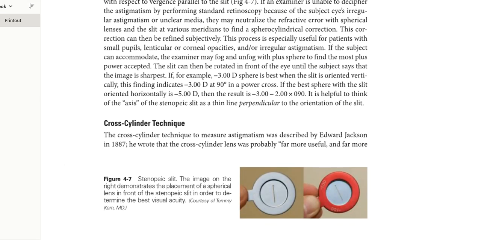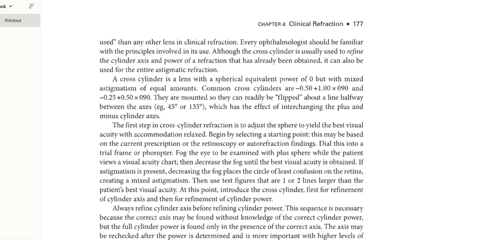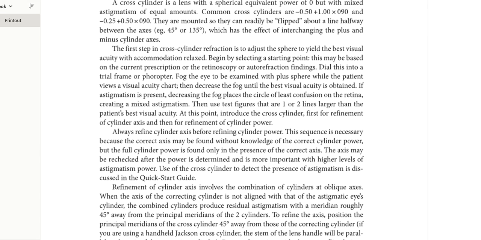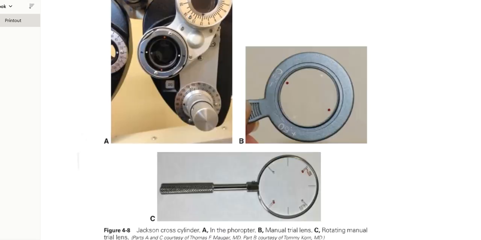Cross cylinder technique is a subjective method technique. As I have already told you, retinoscopy is an objective method. Read the whole topic of cross cylinder from here and also from Elkington. Also do the duochrome test.